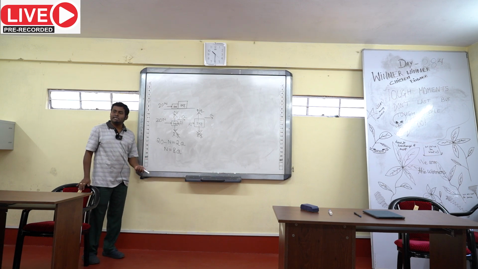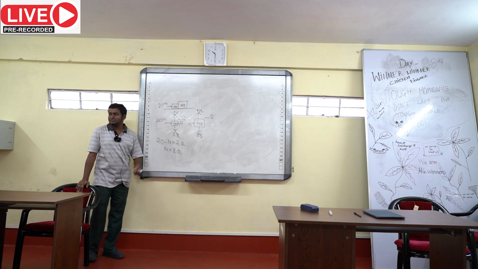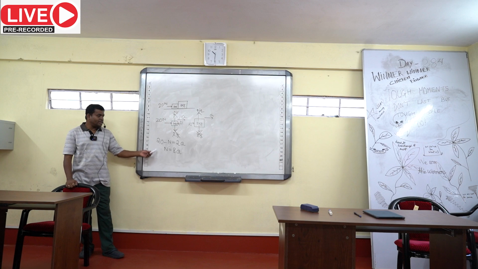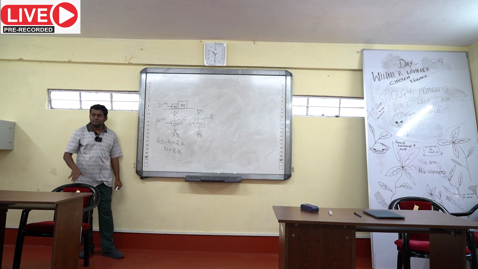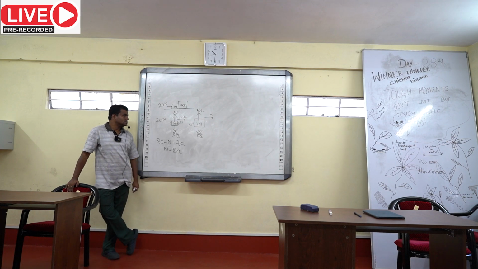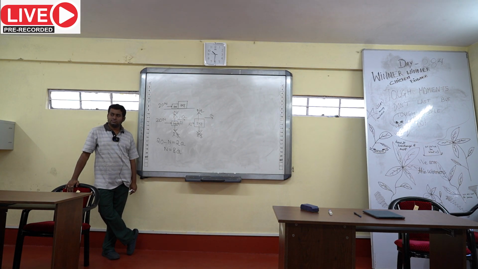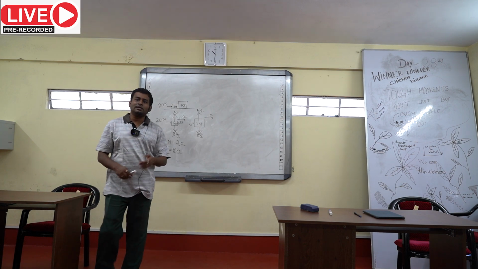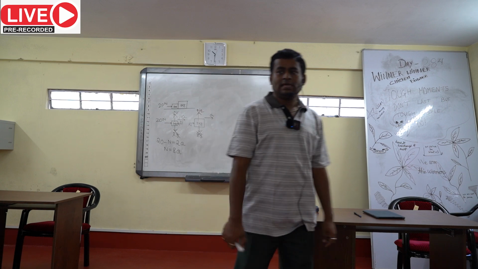Now, solving this you can find N by eliminating a. So do it. From these two equations you have to find the value of N. How much is it coming? 16. N is coming 16.